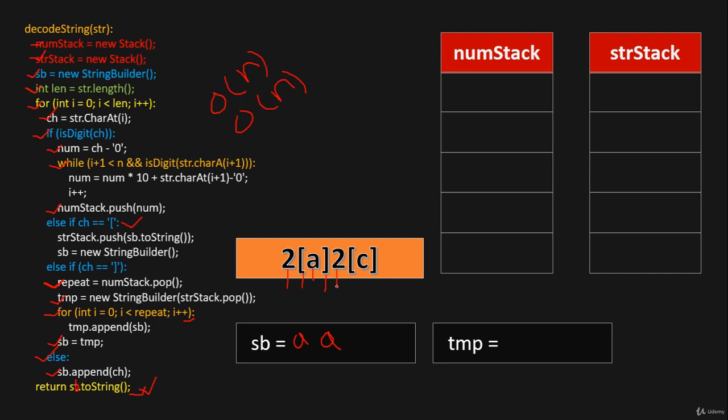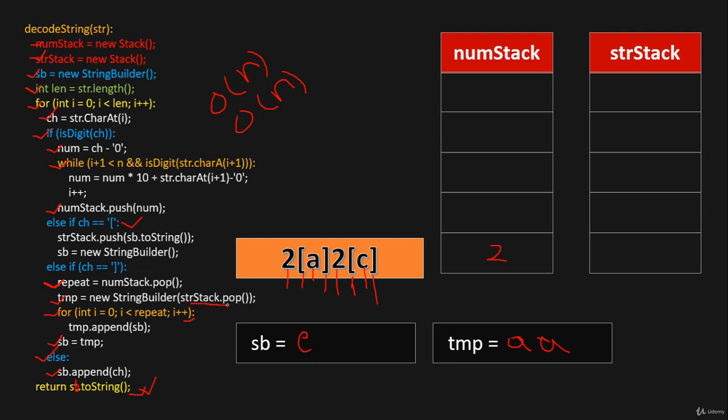Then we have this digit 2, so let's insert it to our num stack. Then we have an opening bracket. When we find an opening bracket, we'll convert our string builder to a string, and we'll add that to our string stack. So let's insert here, and let's set it to an empty string. Then we have c, so let's add c to our string builder. Then we have our closing bracket. When you have a closing bracket, we'll pop out the top element from the string stack and we'll add that to our temp variable. So let's add here a, and that's what we're doing right here.